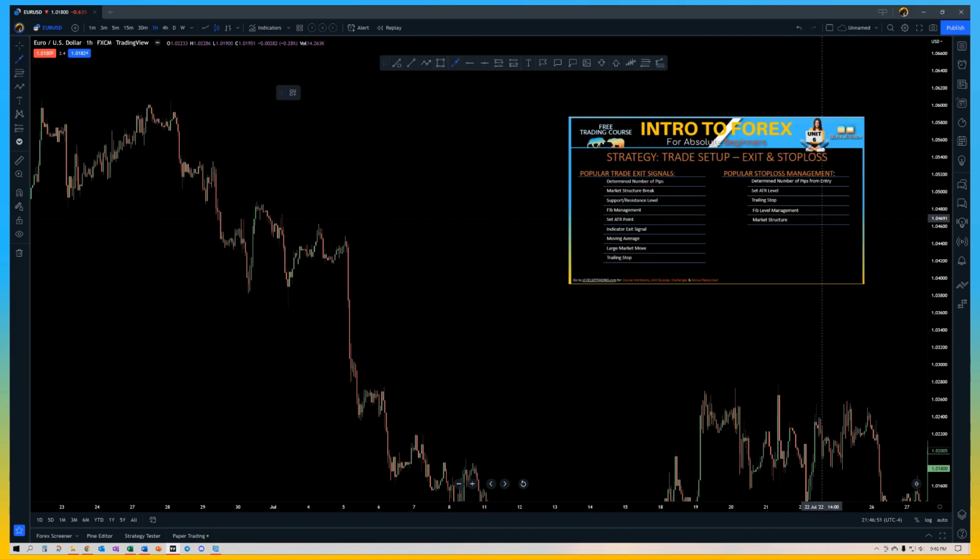Now let's cover these popular stop loss management methods. We've already kind of talked about some of these. I just did. They're going to overlap. Stop loss is when a trade goes against your bias.